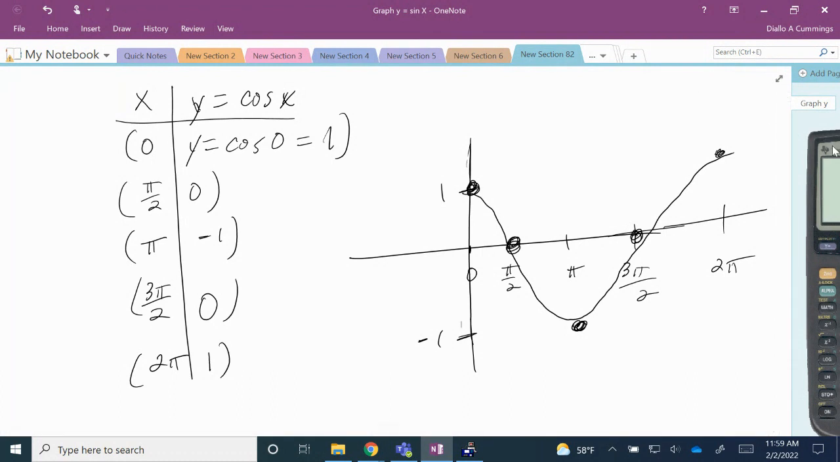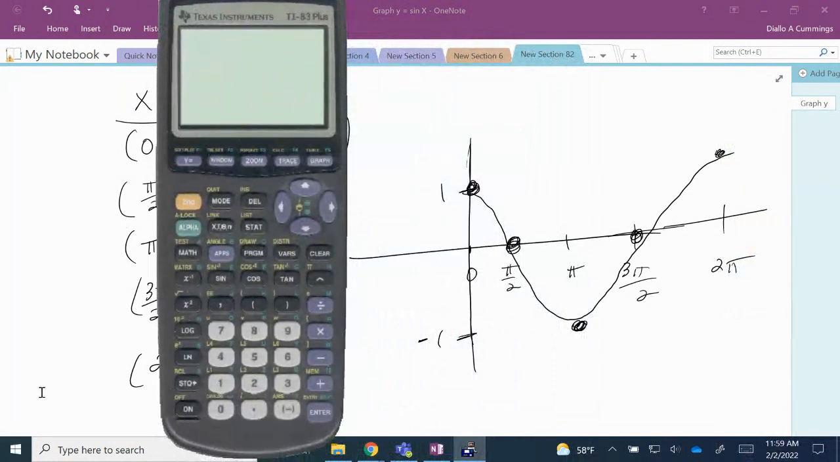All right, now in order to graph that on a calculator, I'm going to go into y equals, and you want to make sure that we are in radian mode. All right, I'm going to hit cosine x. I'm going to graph. And notice we have our cosine curve.